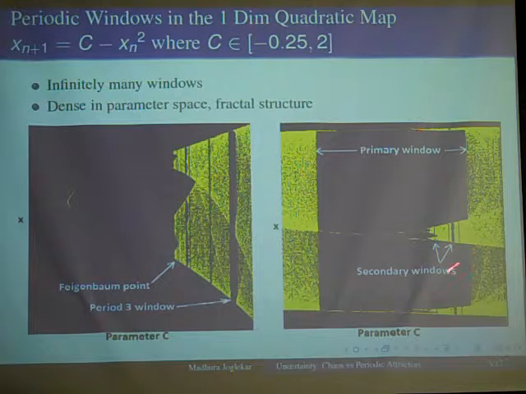If you look at any primary window, which is any window that you can see in this bifurcation diagram, and you zoom in on the primary window, then you can see these tiny regions which are called secondary windows. And if you zoom in on the secondary windows, you can see similar tiny regions called tertiary windows and so on. And if you magnify this region, then you get a bifurcation diagram which is almost similar to the original bifurcation diagram. So that's what I mean by a fractal structure.